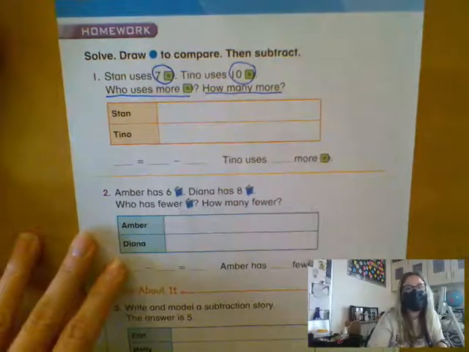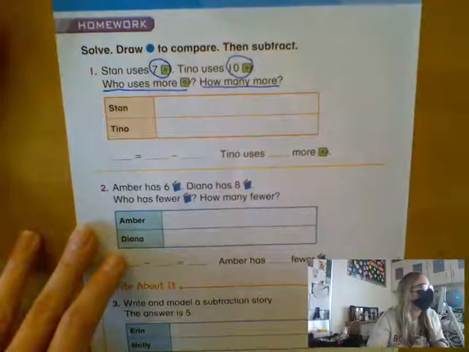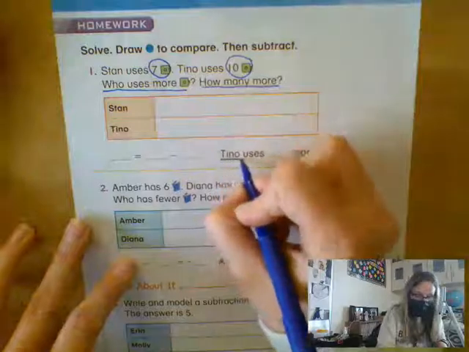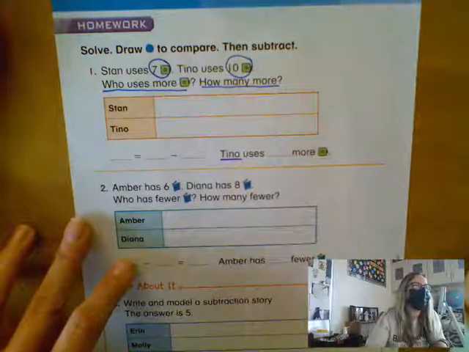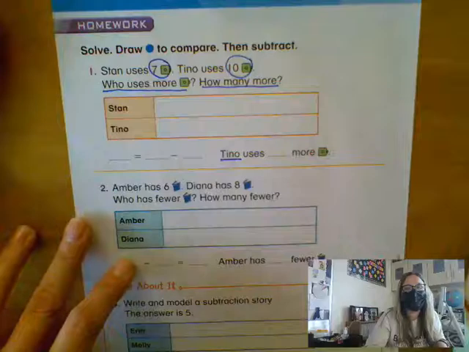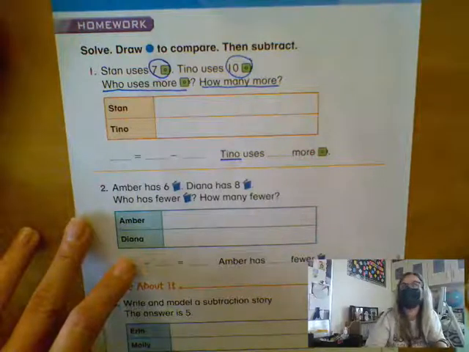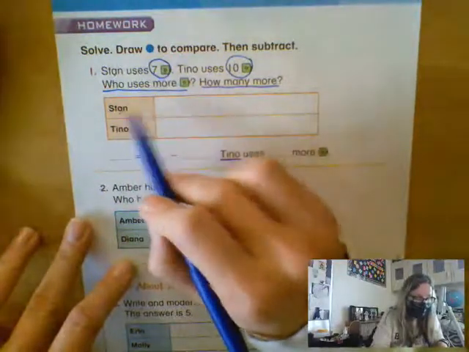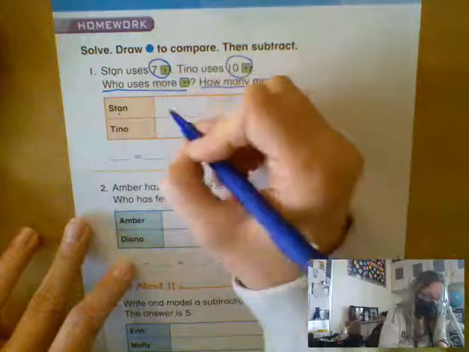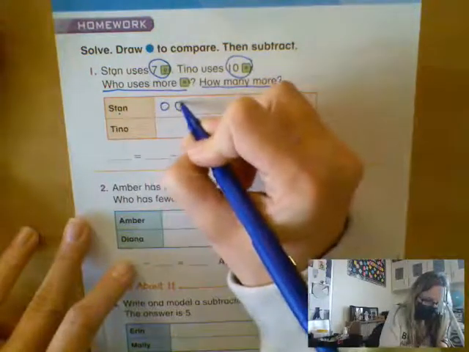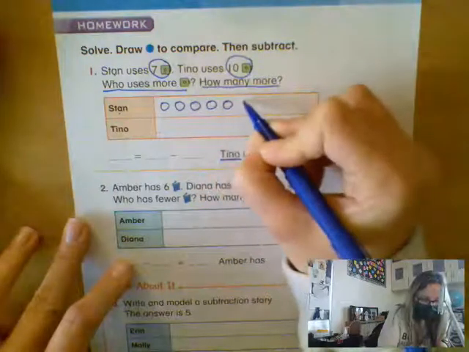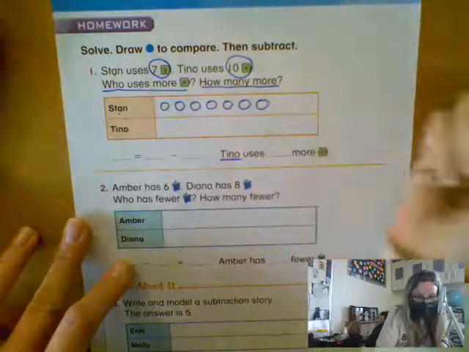All right, who uses more without even counting, looking at the numbers? Tino. So on the line right there, write the word Tino. Mine already says it. Tino has more, but now we got to figure out how many more. So Stan uses 7. Next to Stan, let's draw 7 circles. Here we go. 1, 2, 3, 4, 5, 6, 7.